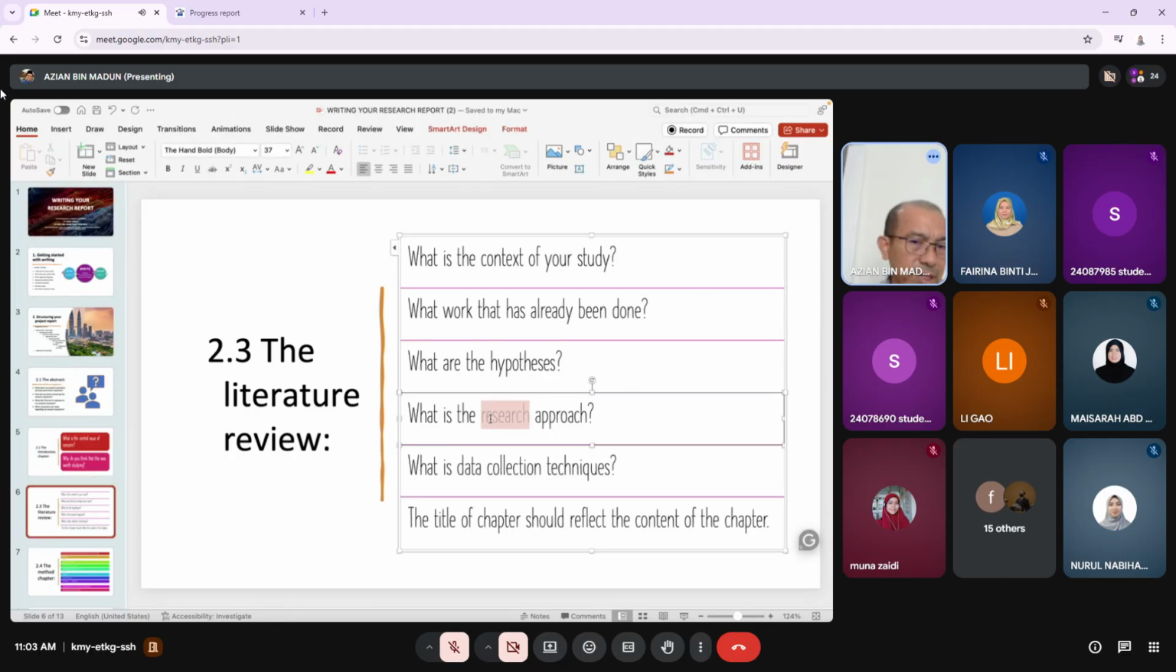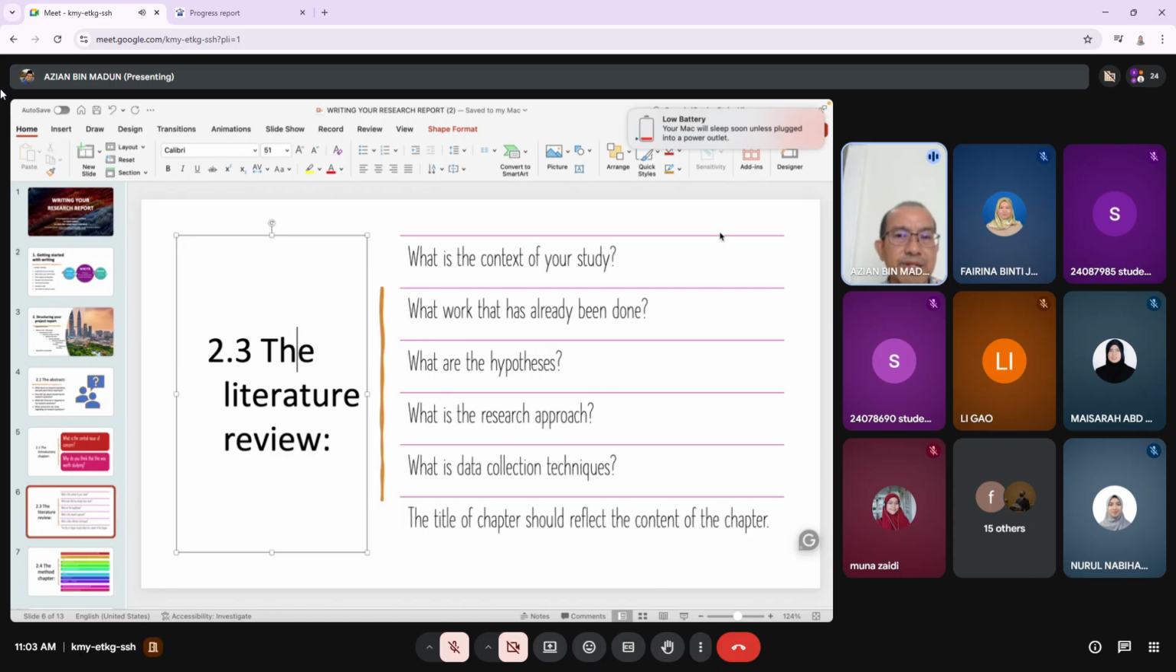Research approach, right? What research approach has been done before. It's all about literature review.